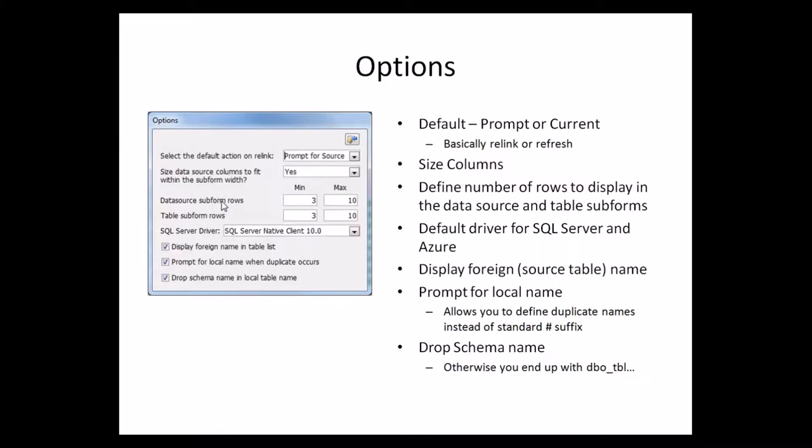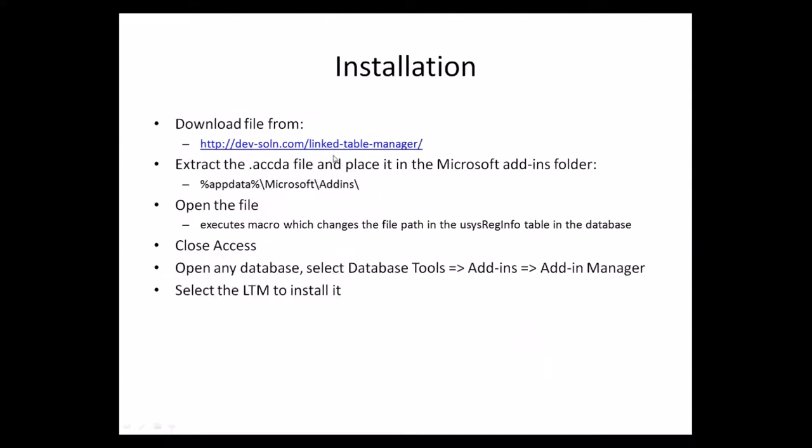It also gives you the ability to drop the schema name from SQL Server databases when you do the import. Like many of us, when you link to a SQL Server database, if you don't manually change the local table name, in most cases it'll come in with a DBO underscore prefix or whatever other schema you're using. If you check that box, it'll drop whatever that schema is off the front and just leave you with the table name. So those are the options that are available in the app.